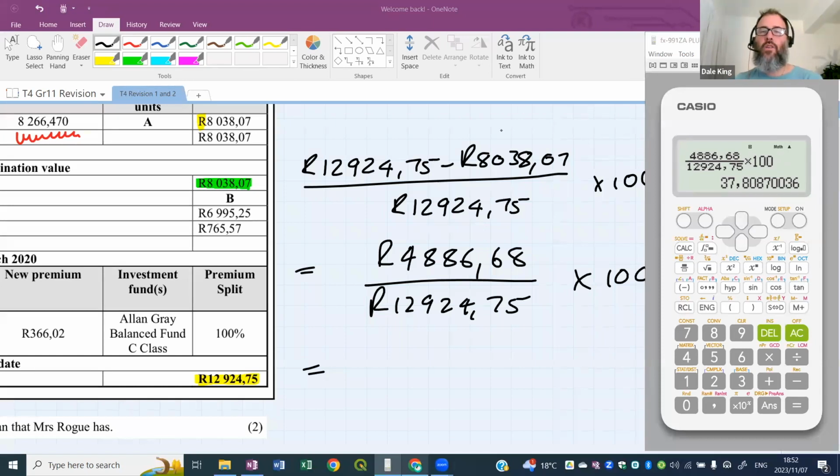So what have we done wrong? Who can give us an idea of what needs to change here? Anybody? The question says show that you should get 45,88%. We're getting 37,8. So this drop is 37%. It should be 45. It should be more. The decrease should be more. So what are we missing, ladies and gentlemen? What have we done wrong?